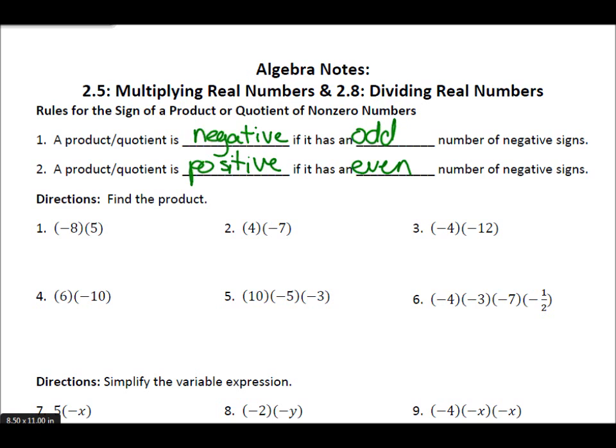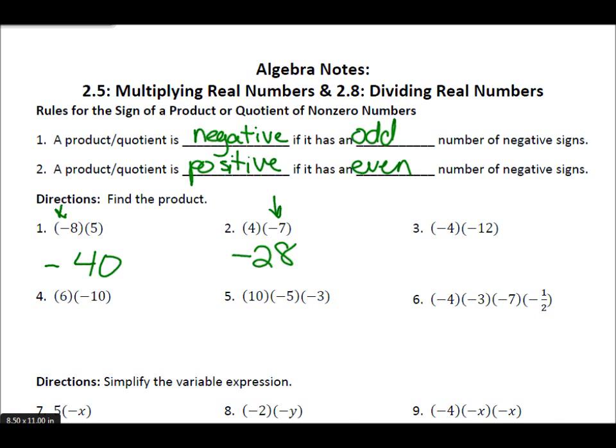So when we look at problem number 1 here, 8 times 5 is 40. If I look, I have 1 negative, 1 is odd, so my answer is going to be negative. We can also think of it as we did before, where 2 negatives make a positive. So since I only have 1 negative, I'm going to keep that negative. So number 2, I have 4 times 7. 4 times 7 is 28. Again, I only have 1 negative, which is an odd number, so my answer is going to be negative.